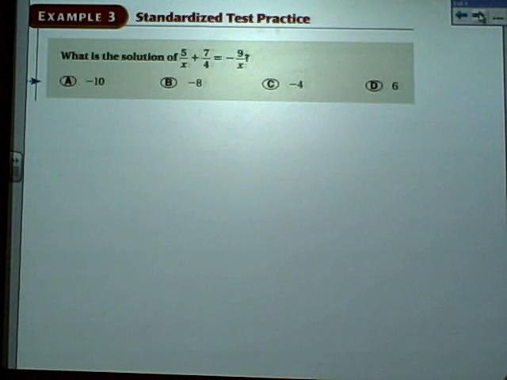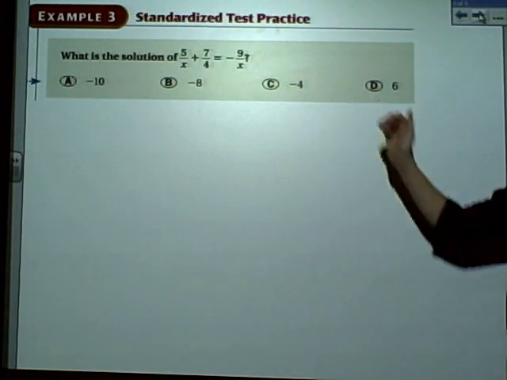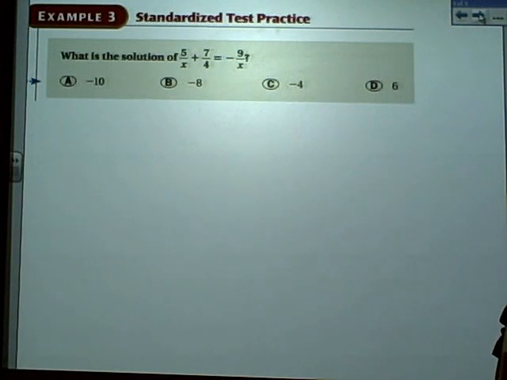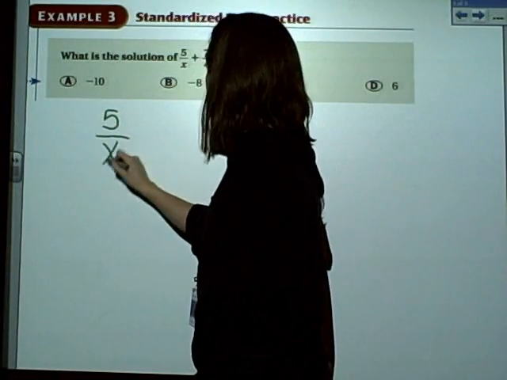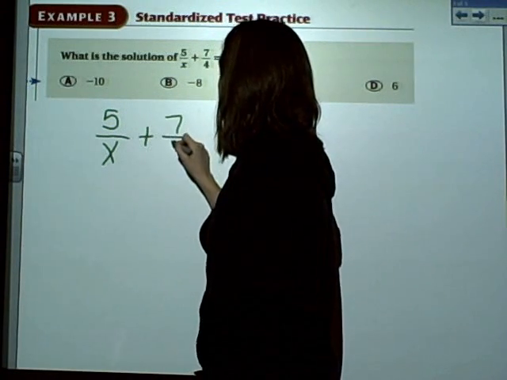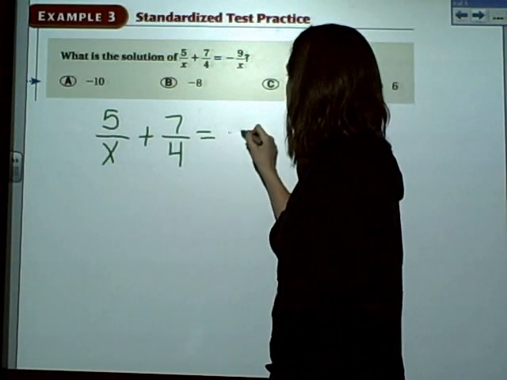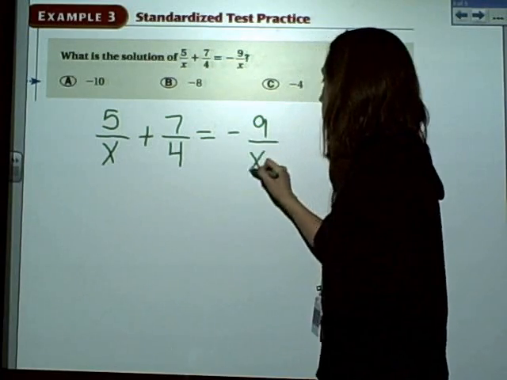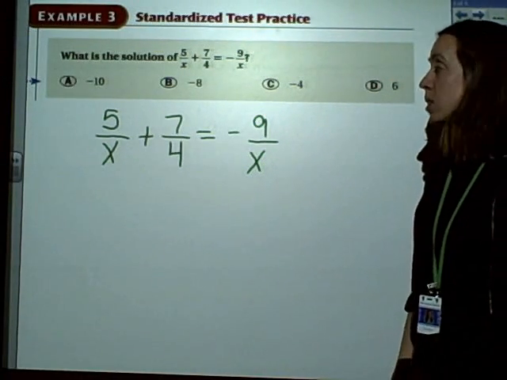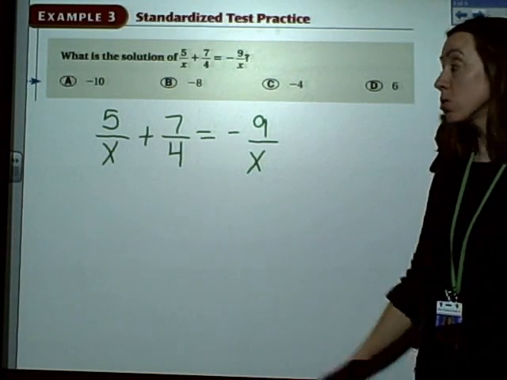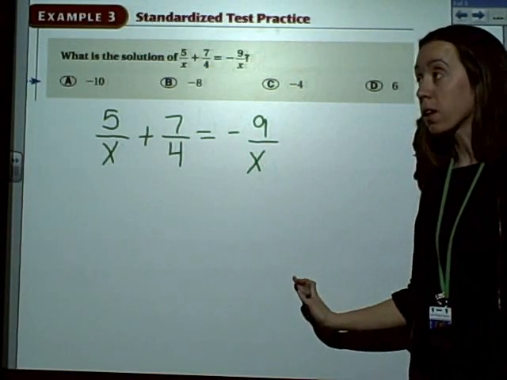Another technique that we need to talk about is solving rational expressions by multiplying by the least common denominator. Okay, so we have the equation 5 divided by x plus 7 over 4 equals negative 9 over x. When I solve equations, any type of equation, we always need to make sure we're balanced. Whatever you do to one side, you have to do to the other.